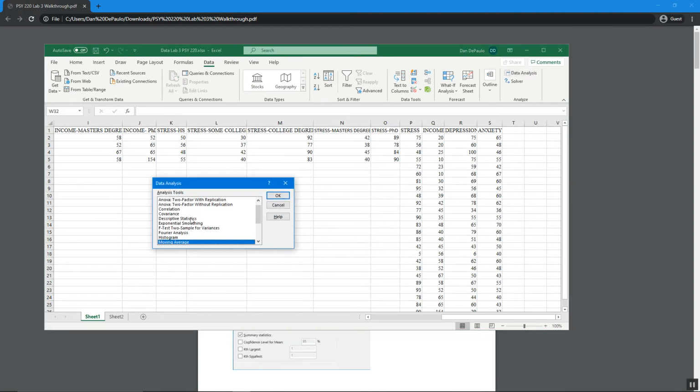And we want descriptive stats. So we're just going to look, this is just to get the variances first. So we want to know which group has the highest variance and which group has the lowest variance. And then we're going to compare them.